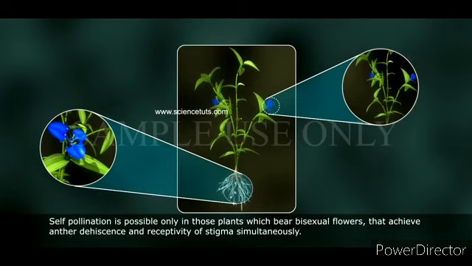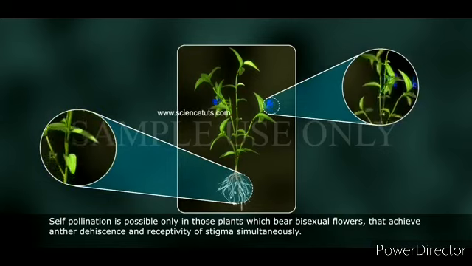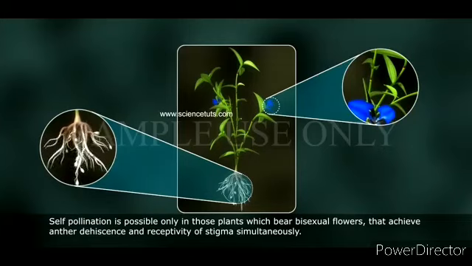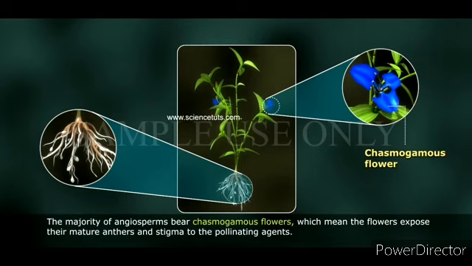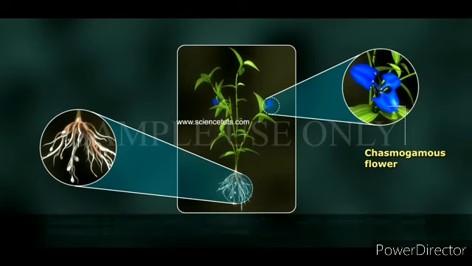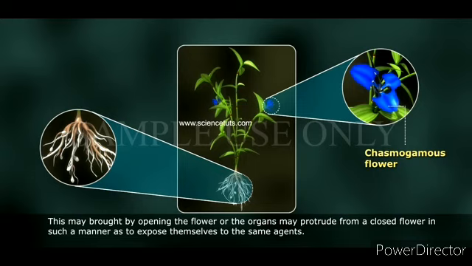Self-pollination is possible only in those plants which bear bisexual flowers that achieve anther dehiscence and receptivity of stigma simultaneously. The majority of angiosperms bear chasmogamous flowers, which means the flowers expose their mature anthers and stigma to the pollinating agents. This may be brought about by opening the flower, or the organs may protrude from a closed flower in such a manner as to expose themselves to the same agents.